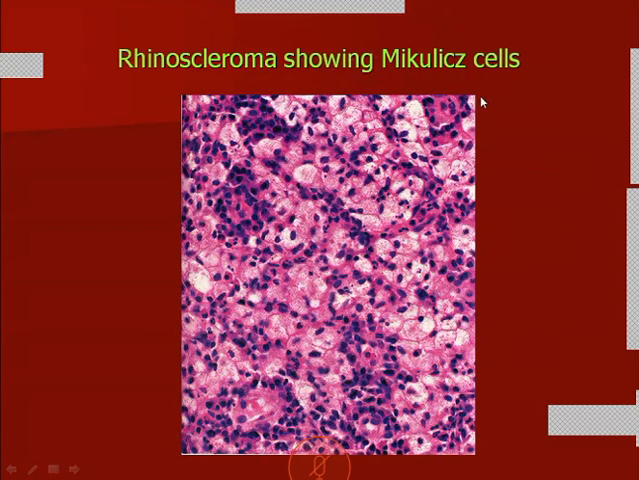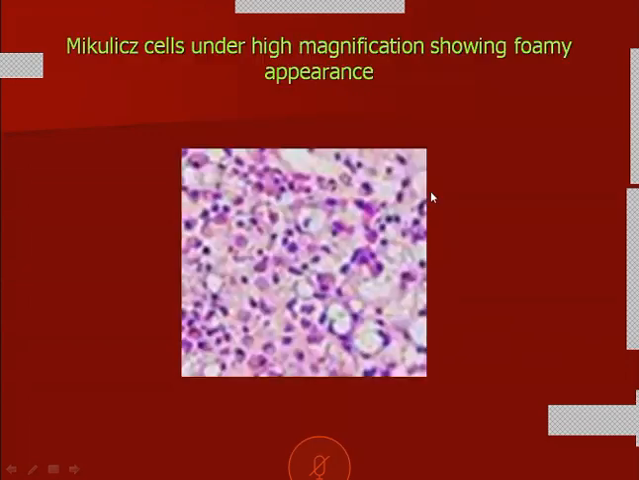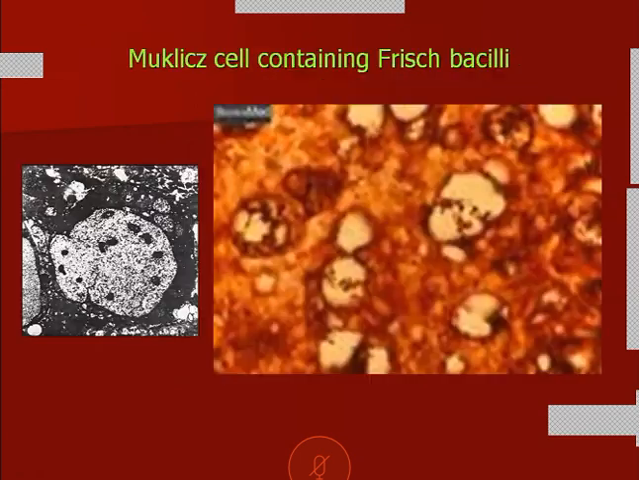Okay, these are the Mikulicz cells in high power. You can see the macrophages with Frisch bacilli within them, and this is the plasma cells with inclusions, the Russell bodies. Plasma cells with inclusions are known as Russell bodies. That is not pathognomonic of rhinoscleroma; the pathognomonic feature of rhinoscleroma is the presence of Mikulicz cells. Here, these are the Mikulicz cells which contain the bacilli.